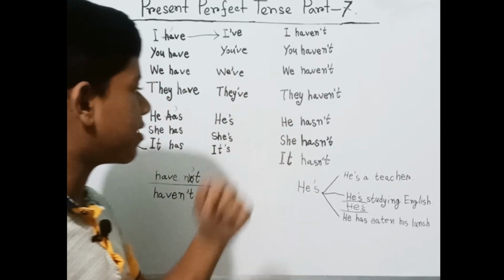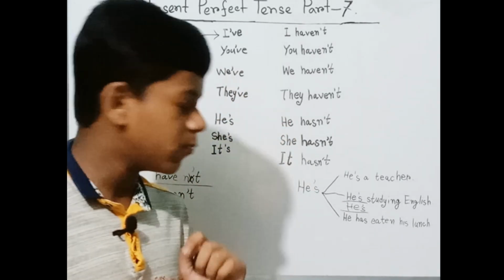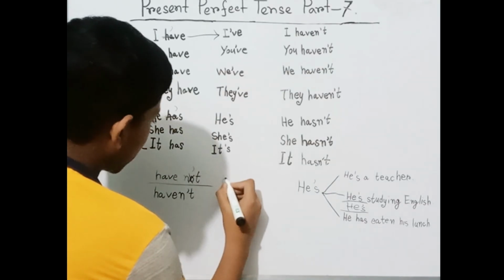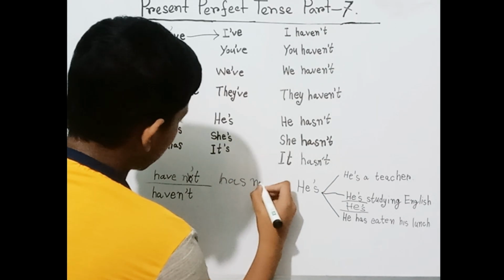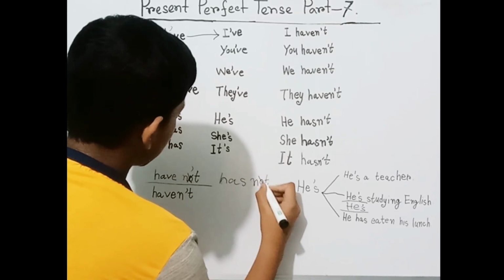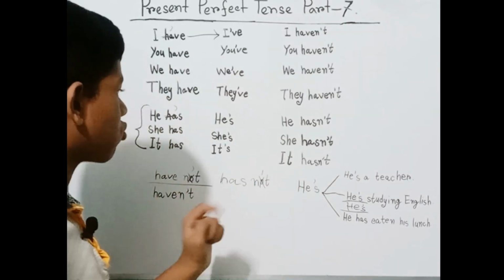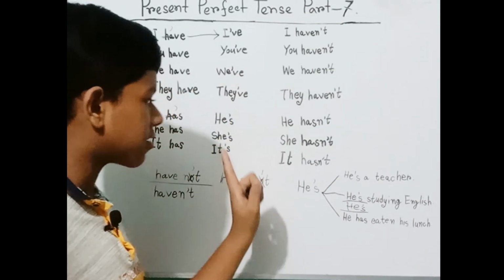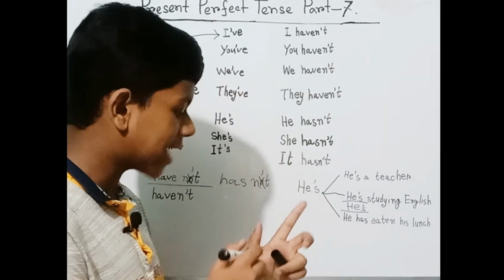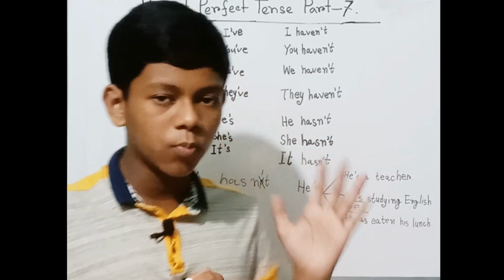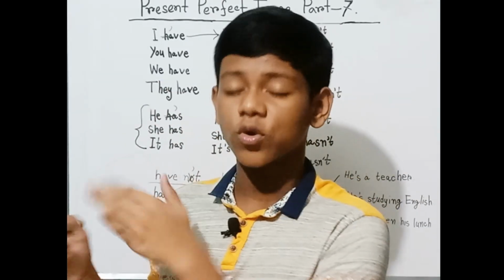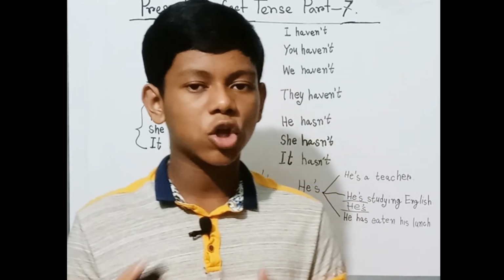Same like has. If we say has not, you have to cut the o and then add the apostrophe, and it becomes he hasn't, she hasn't, it hasn't. So this is the main topic about contraction on both sides, present perfect positive and negative. Okay, so I hope you get it about the contraction.